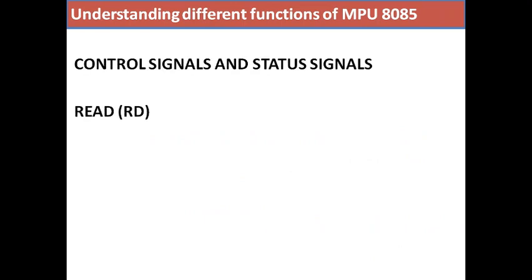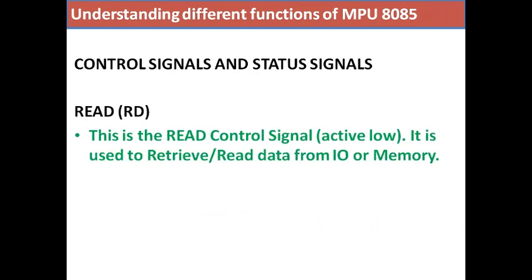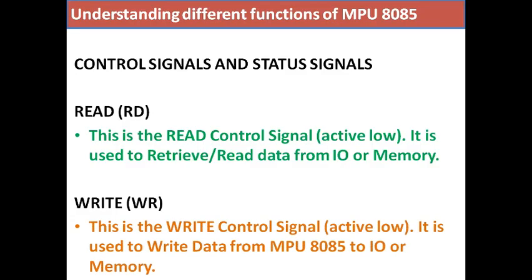Well, let's see what the other control signals and status signals are. The read control signal is active low type. It is used to retrieve or read data from IO or memory. Similarly, write is a write control signal. It is again active low. It is used to write data from the MPU to IO, that is the input output system, or the memory.